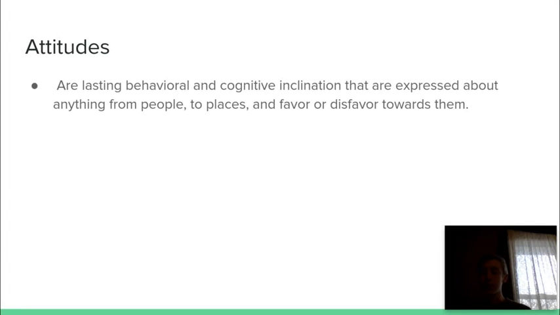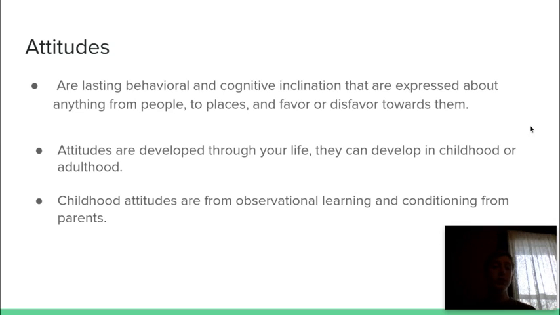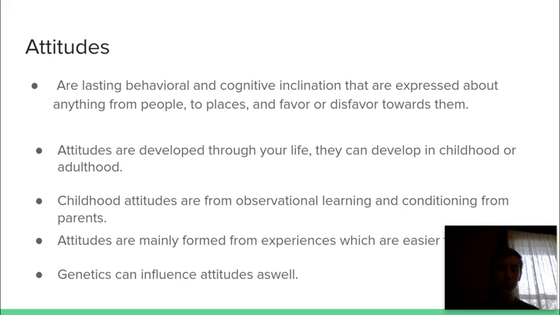Now, what is an attitude? An attitude refers to a set of emotions, beliefs, and behaviors toward a particular object, person, thing, or event. Attitudes are developed through your life, in your childhood or adulthood. In childhood, you get your attitudes from observational learning and conditioning from your parents. For example, your parents condition you that smoking is bad or that you shouldn't do drugs. So your attitude towards drugs is you don't want to do them and you don't agree with them.